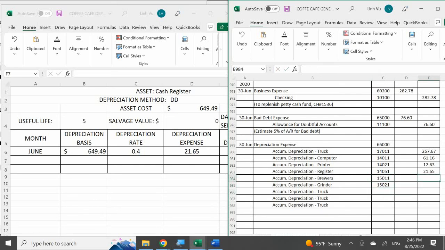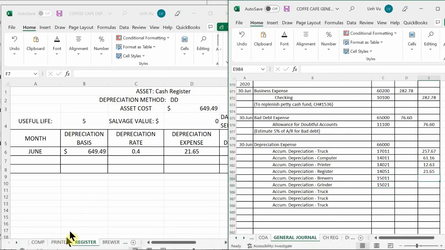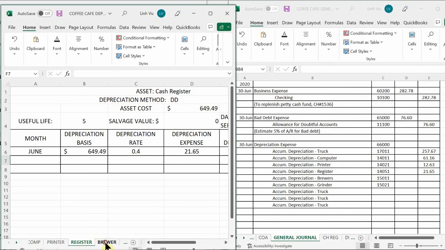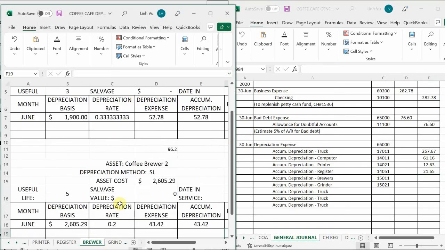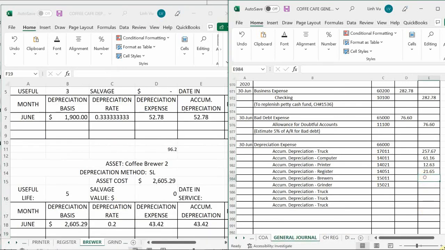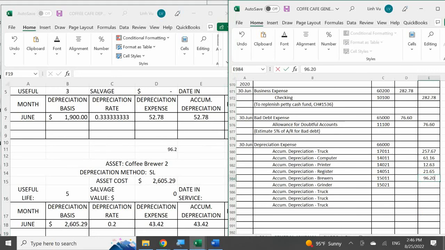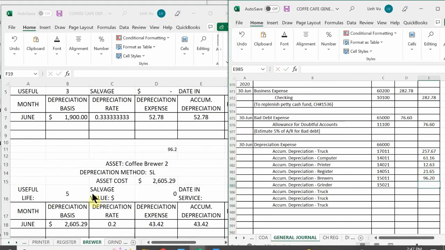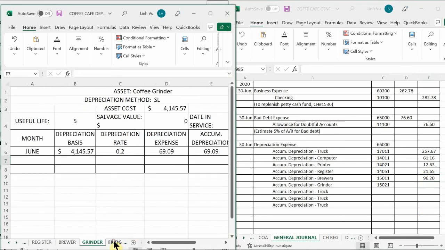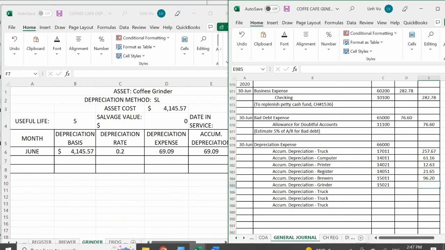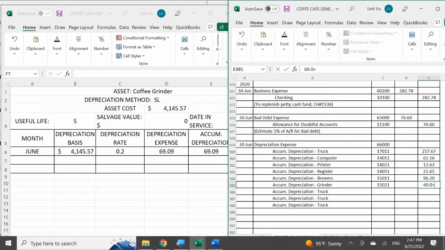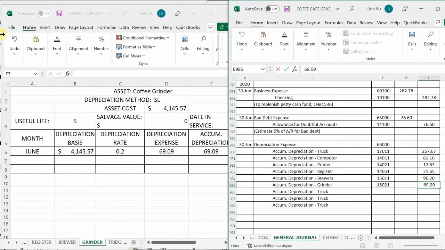And the brewer was 9626. That stuck in my head for some reason. All right, it was 9620. Okay, and the coffee grinders, 6909. 6909. Oops. Okay.